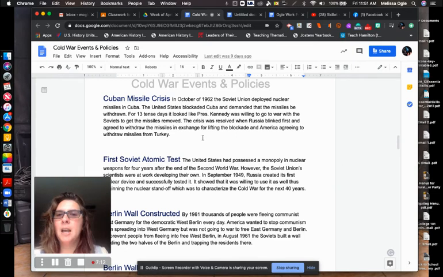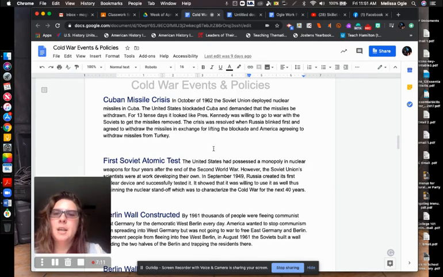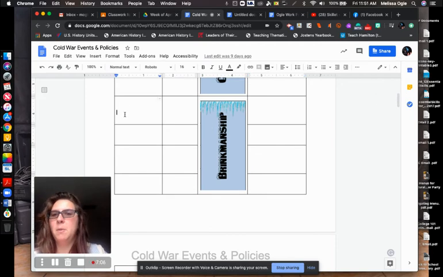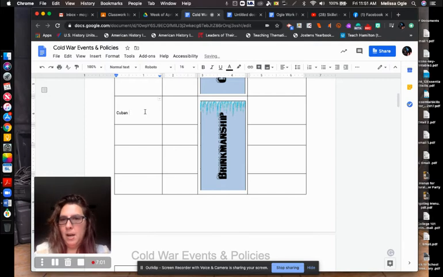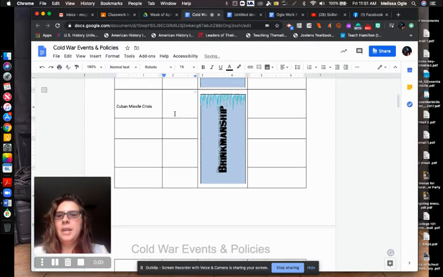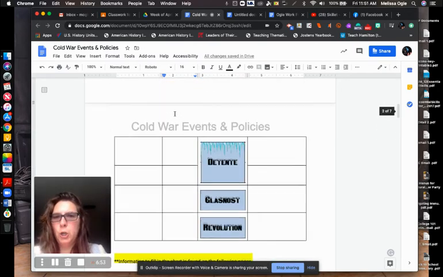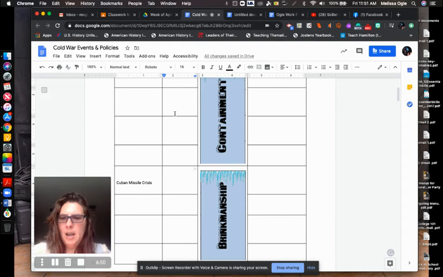Okay, and so the Cuban Missile Crisis, when you go back up to your chart, it's going to be an example of brinkmanship. So in your chart, you would write Cuban Missile Crisis in this area right here. Okay. And then the year it happened, it's already there for you. It was in 1962. And so you would simply put the year of 1962 in the chart. Now, it's an example of brinkmanship.